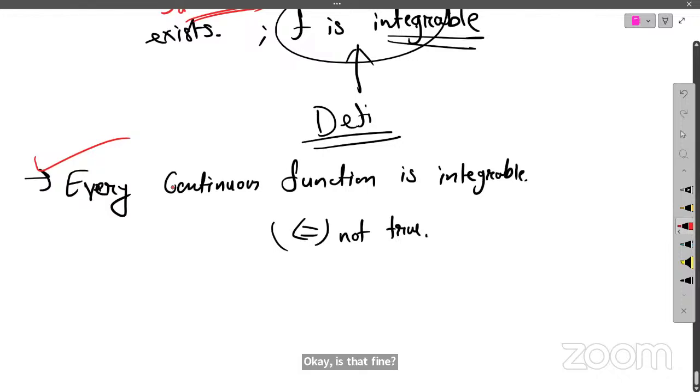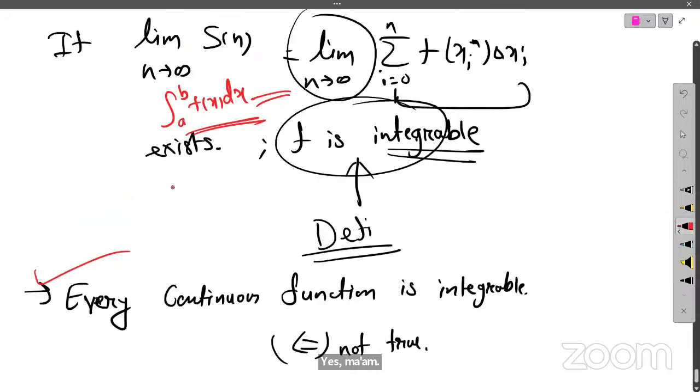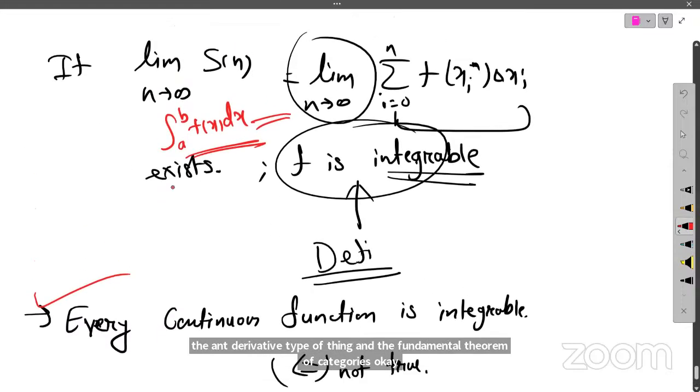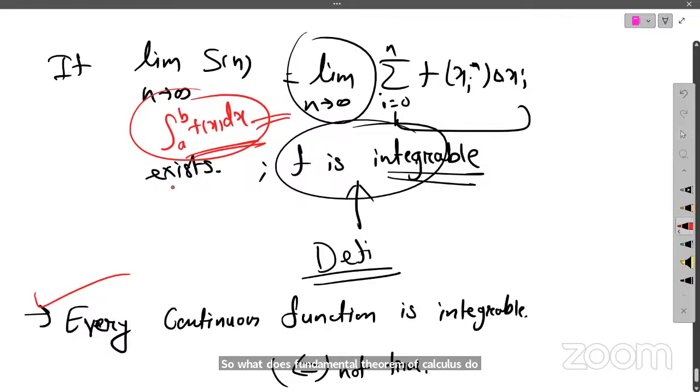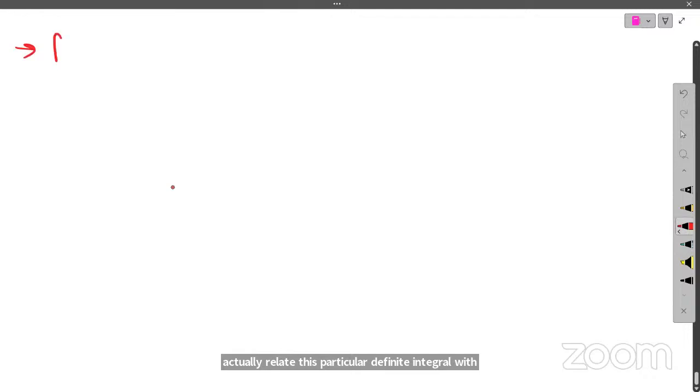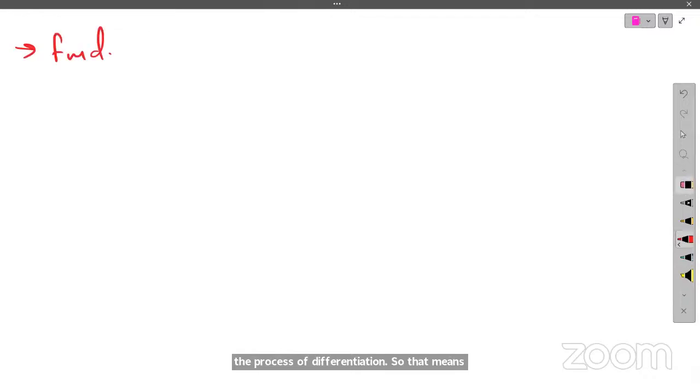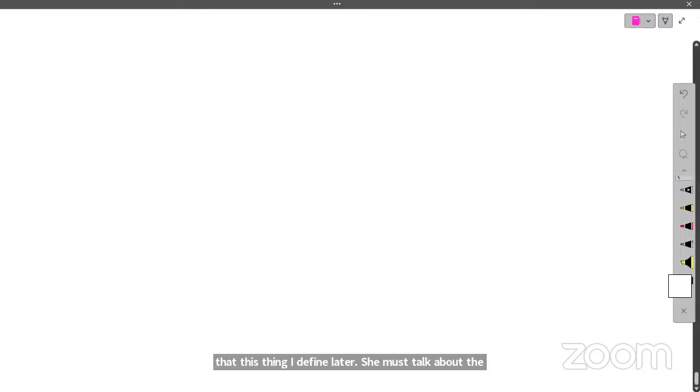Yes, ma'am. Now we compute the integral, which is known as the definite integral, using the antiderivative and the fundamental theorem of calculus. So what does the fundamental theorem of calculus do? It relates this particular definite integral with the process of differentiation. I will define that later. First, let's talk about the antiderivative. What is the antiderivative? The antiderivative is a function whose derivative is this particular small x.